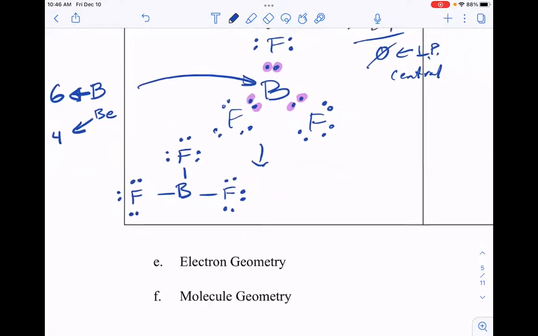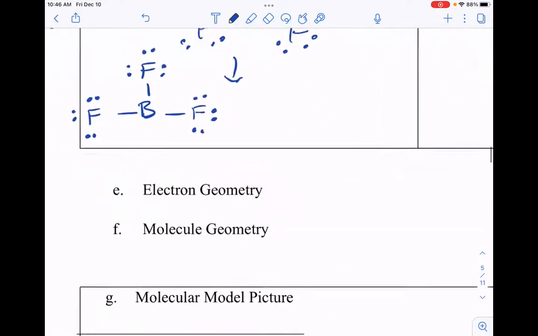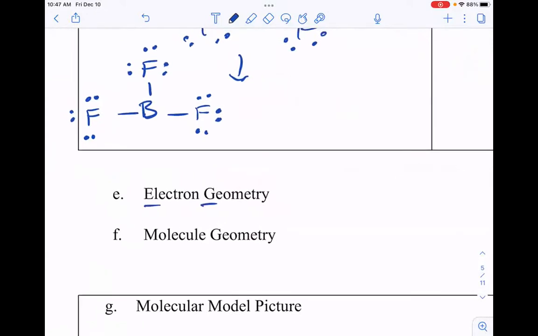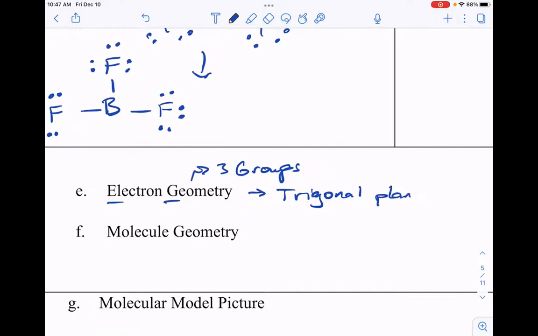Okay. All right, cool. And so what's my electron geometry? How many groups of electrons surround the central atom? 3. 1, 2, 3. And so there's 3 groups. So what does that mean in terms of the shape and bond angle? Trigonal planar, 120. So here we have trigonal planar, and the bond angle is 120.